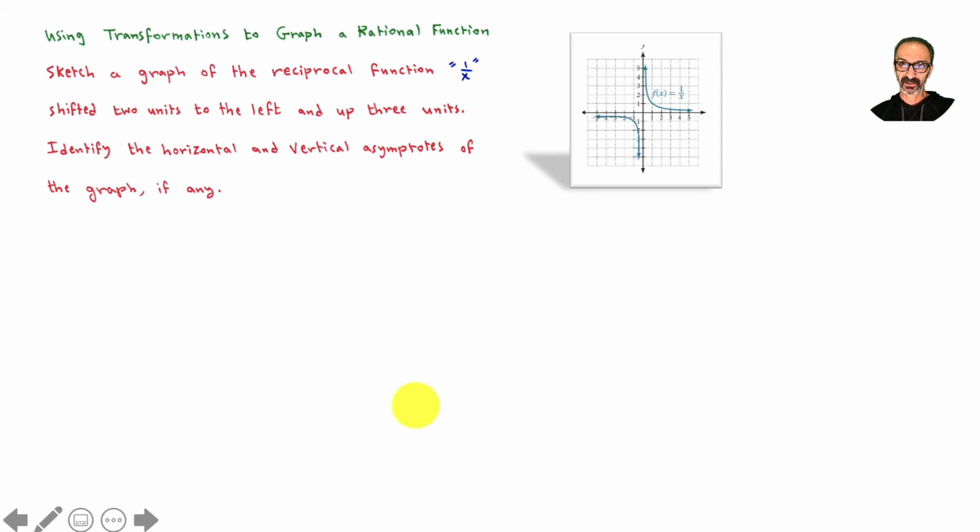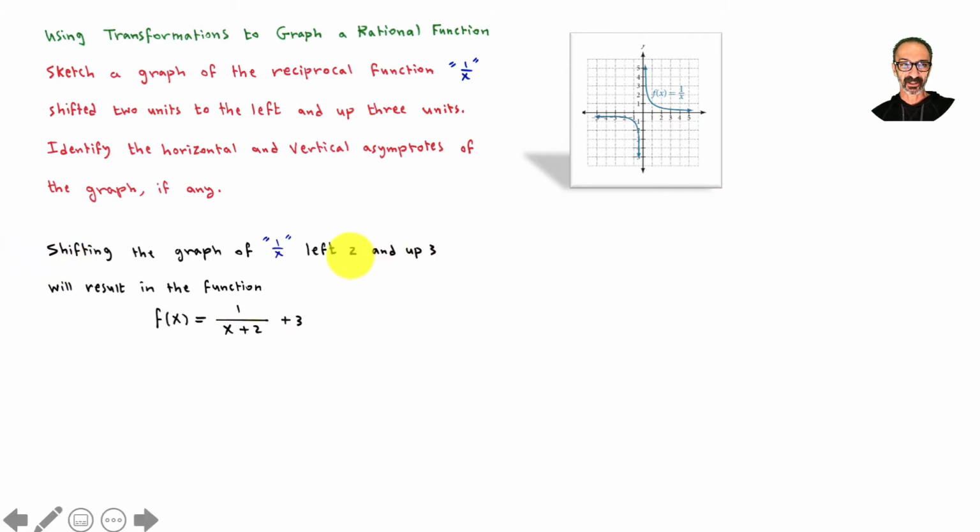That's the same problem, but in more detail. Using transformations to graph a rational function, sketch a graph of the reciprocal function 1 over x. That's right here. That's the reciprocal function. Shift it 2 units to the left and up 3 units. Identify the horizontal and vertical asymptotes of the graph, if any. We just talked about this, but in more detail. By shifting it to the left, we're going to subtract or add 2 to x. By shifting it up, we're going to add 3 outside.